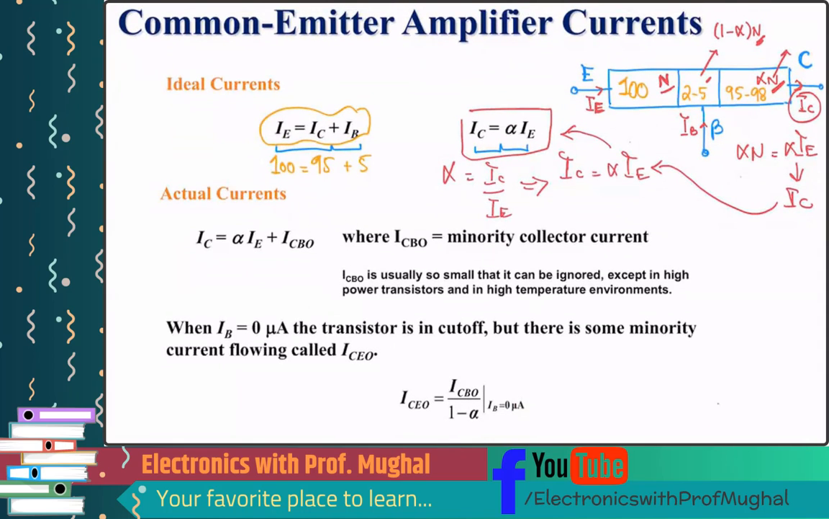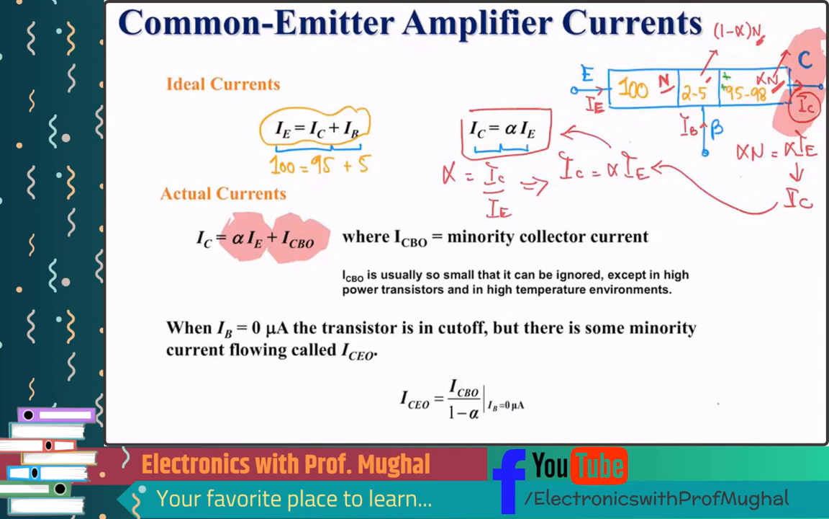Then we have IC, which is basically this collector current over here. It's actually a sum of alpha IE plus ICBO. Like I was saying earlier, you will have some minority carriers over here, which will be added here.